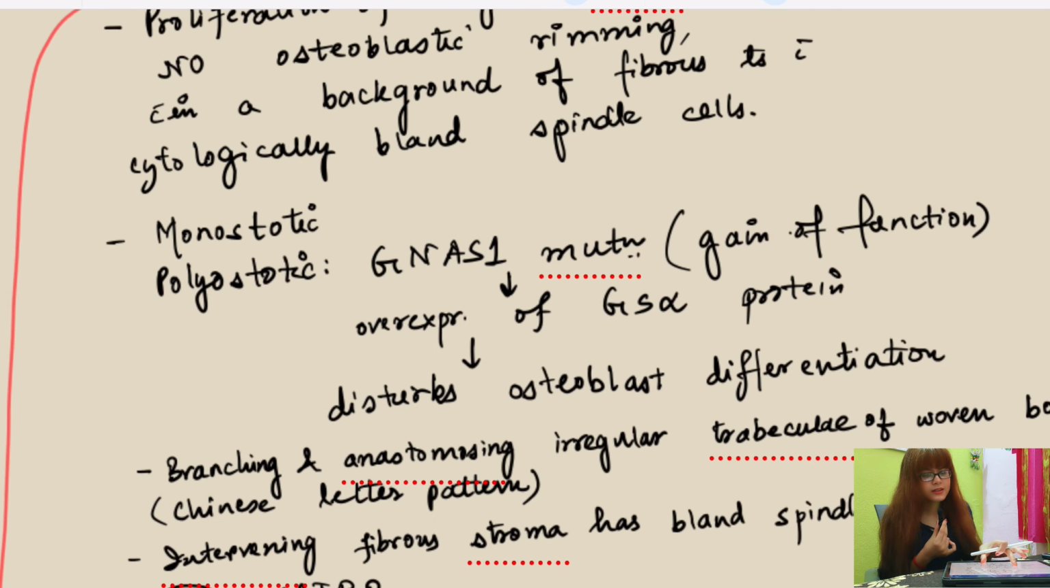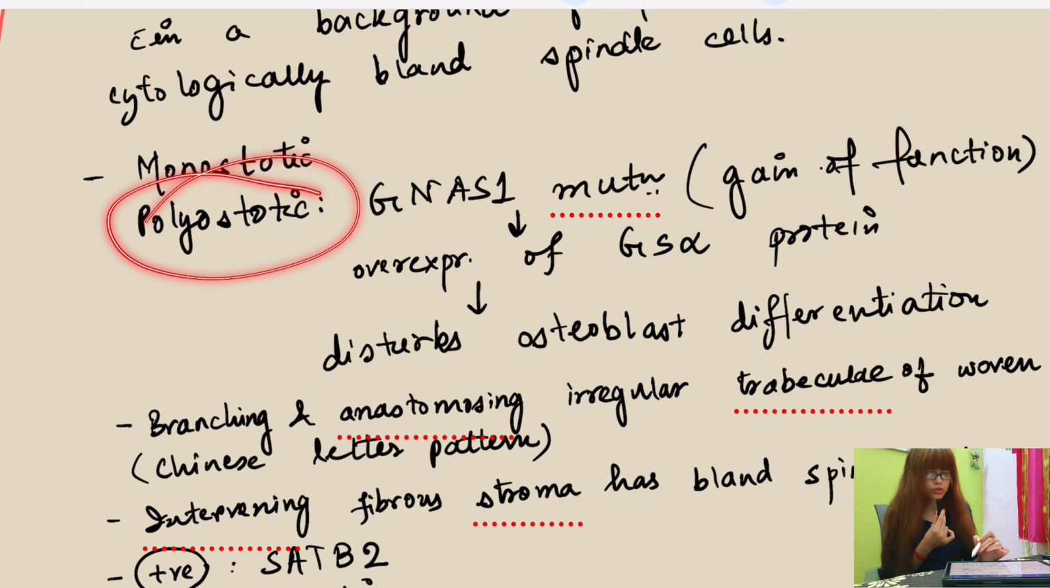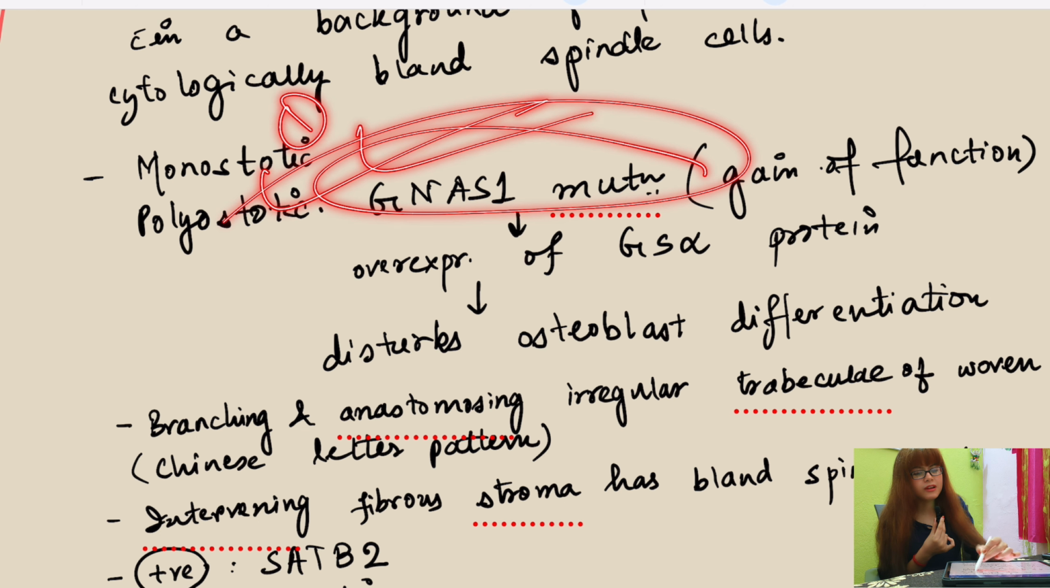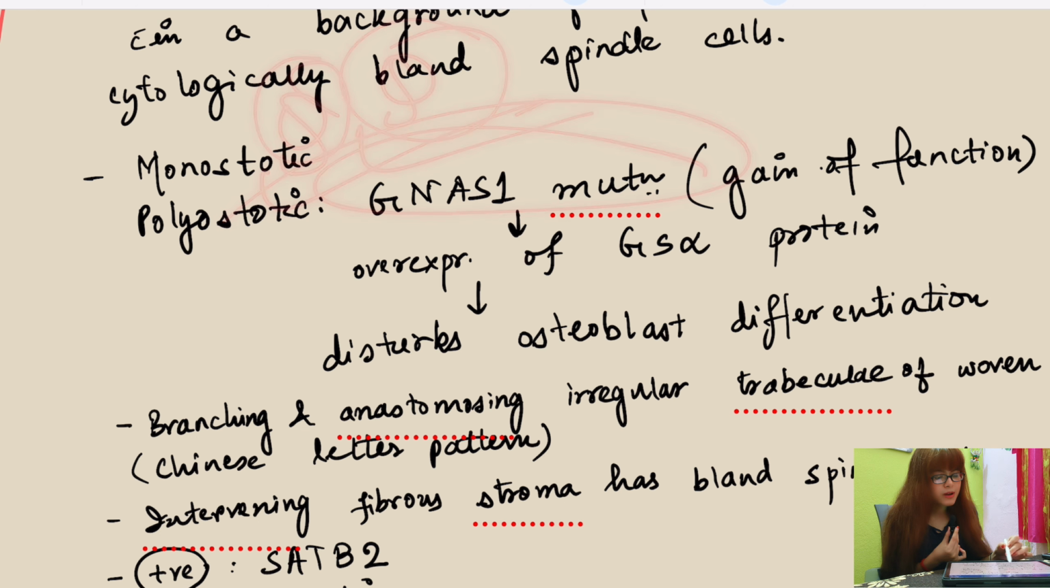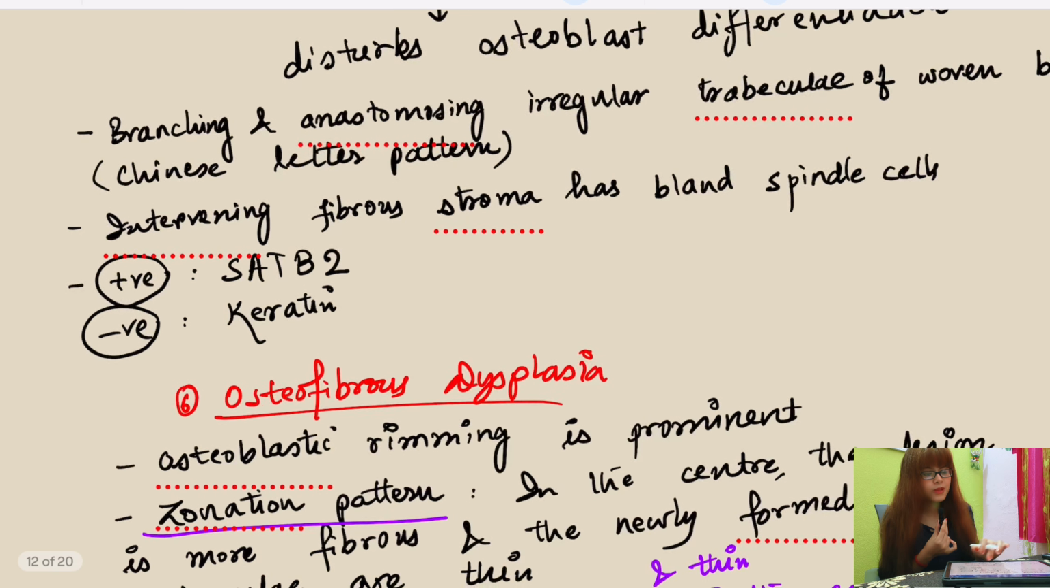Now there are two types: monostotic, meaning involving one bone, and polyostotic. GNAS1 mutation, a gain of function mutation, is a very important point. There is overexpression of the Gs alpha protein which disturbs osteoblast differentiation. Now the important point to understand here is that there is woven bone deposition, and therefore this is basically because of the osteoblastic defect, right? I mentioned this previously also.